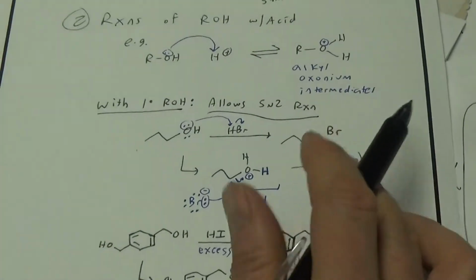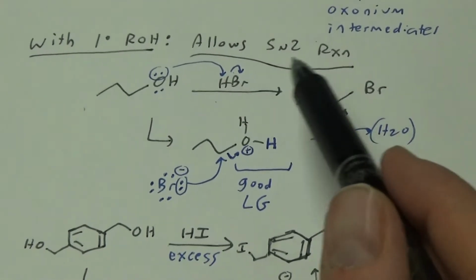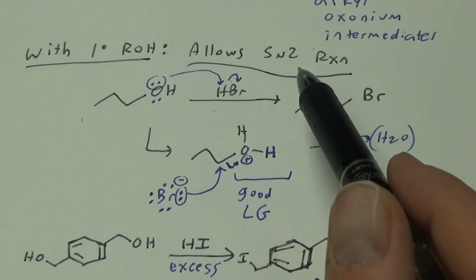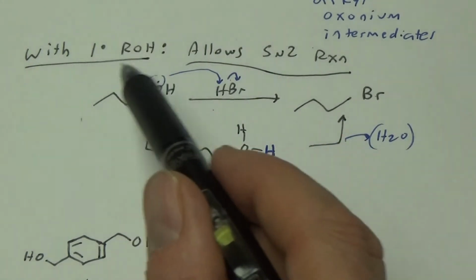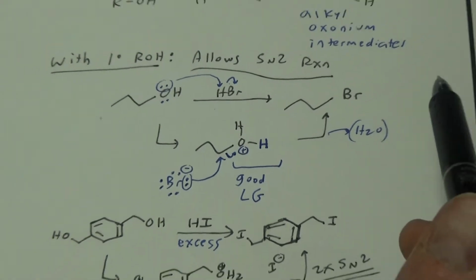Okay, so with primary alcohols, you can convert them to haloalkanes, and it's an SN2 reaction. That's really important to remember, because with secondary and tertiary, it won't be SN2, it's going to be different. So let's show that next.